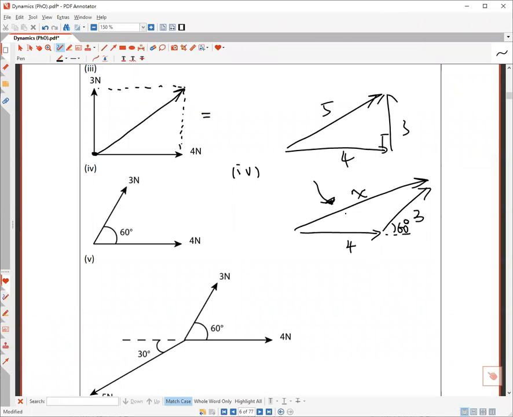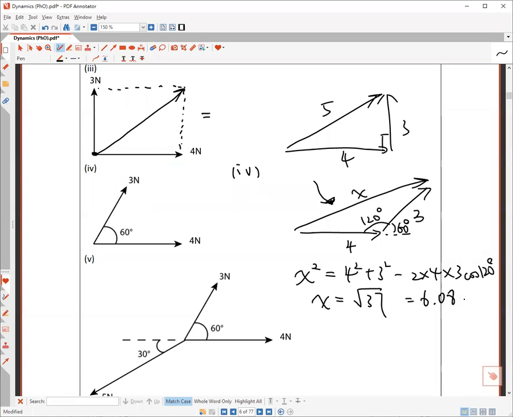So let it be x, okay? For the cosine law, the angle in between these two lengths is 120 degrees. So x squared is 4 squared plus 3 squared minus 2 times 4 times 3 times cosine 120 degrees. Right? Then you can solve for x. You get square root 37. It's around 6.08, is it?